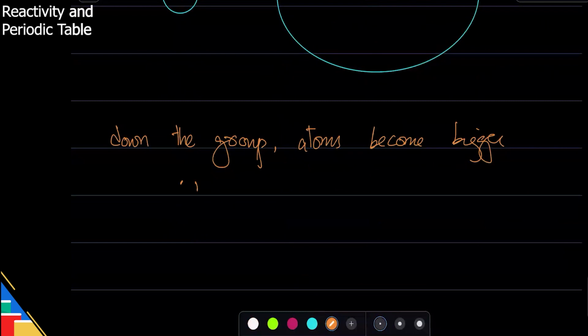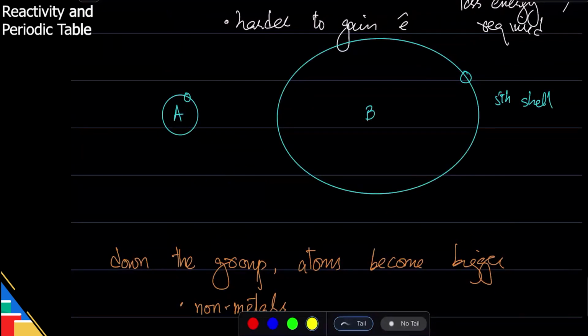So non-metals are, what do you think? Will they be more reactive or will they be less reactive? Non-metals have to gain electrons. Will a bigger non-metal be more reactive or less reactive? More. More reactive. Why? Look, the farther away it is, it will be easier to lose that electron, right? It will be difficult to gain that electron.